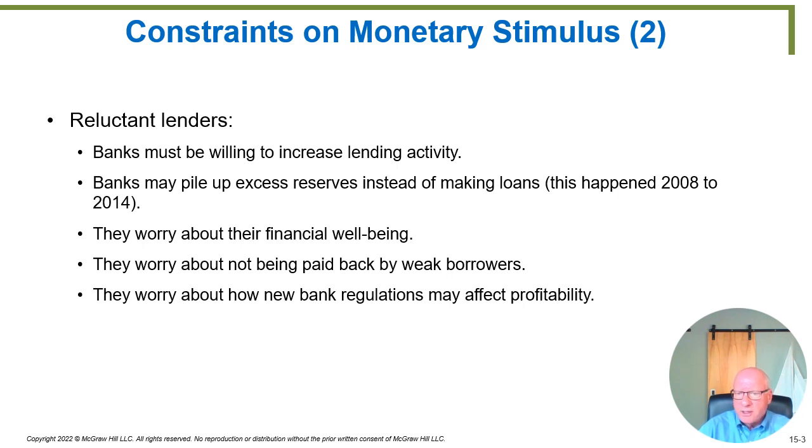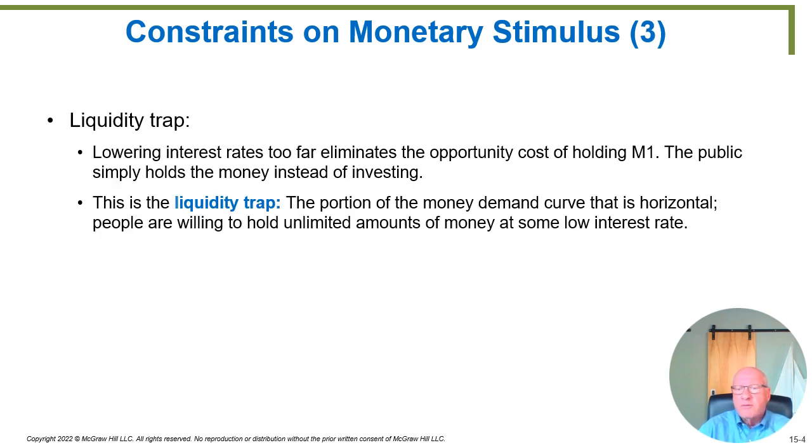So the first constraint, excuse me, was the problem of short-run markets versus long-term markets. This one is the reluctant lender problem. And unfortunately, that's not the end of the constraints. Here's another problem. It's called a liquidity trap. Now, where does it get its name?